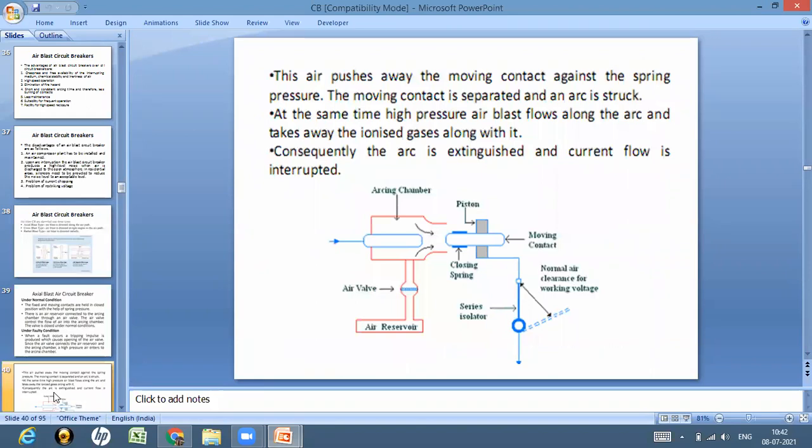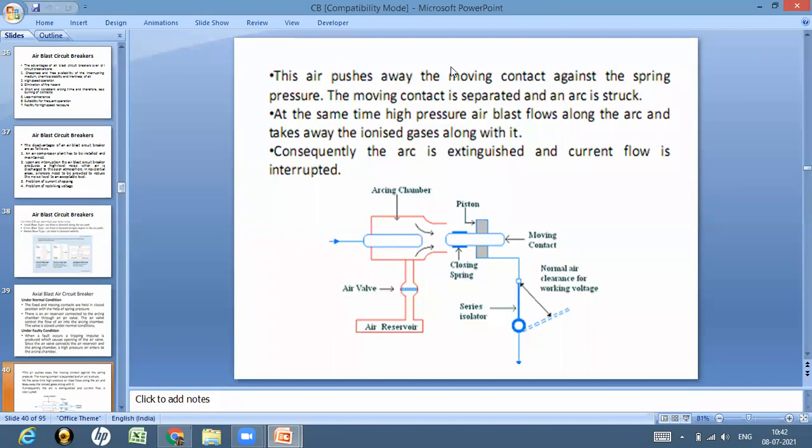And when very high pressure air enters the arcing chamber, this air pushes away the moving contact against the spring pressure, and hence the moving contact is separated and the arc is struck. At the time, the high pressure air blast along the arc takes away the ionized gases, and when this process takes place, the arc is extinguished and the current flow is interrupted. So in this way, you can see how an axial type air blast circuit breaker operates.